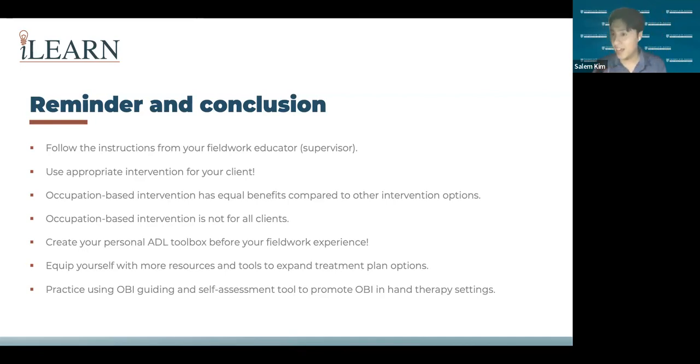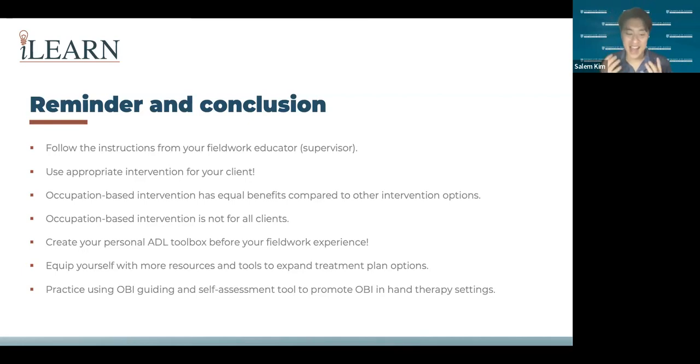Occupation-based intervention has equal benefits compared to other intervention options. So if your client is an appropriate individual for occupation-based intervention, try to use it. Occupation-based intervention is not for all clients. This is slightly different from the second bullet point.